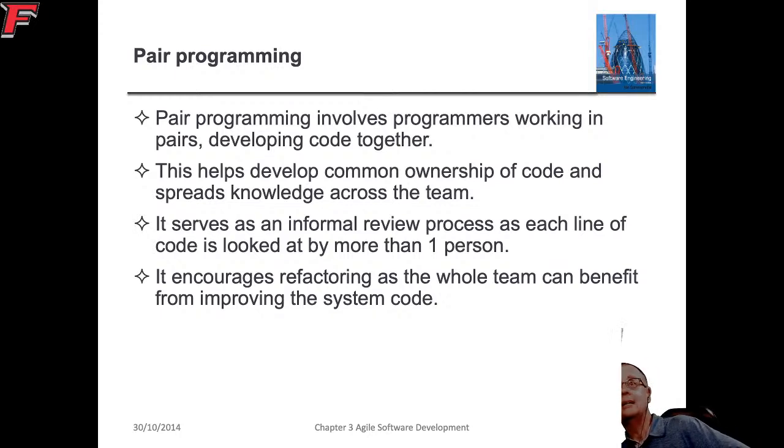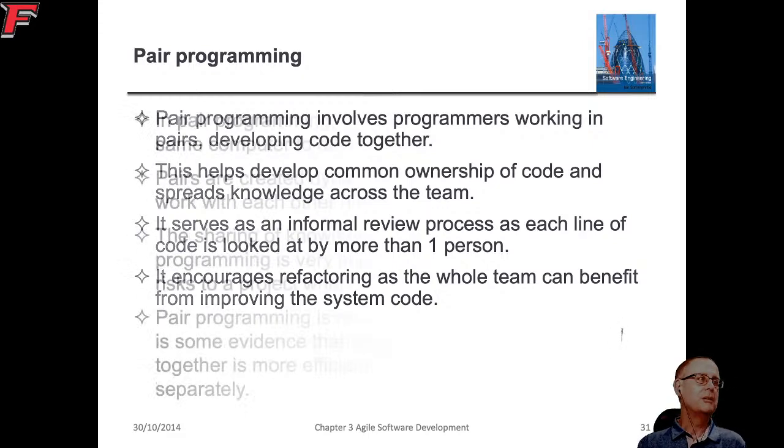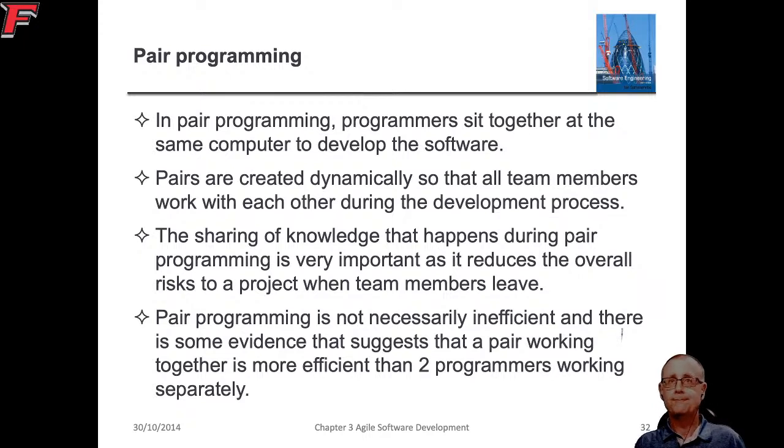Okay, pair programming. This involves people working together, right, on the same code, usually on the same screen. It can be done remotely. One of the big benefits of pair programming is that it helps develop a common ownership of the code and good communication between people who pair. It also serves as an informal code review process, and it encourages refactoring, as the whole team can benefit from that refactoring. So pairs sit together at the same computer to develop the software.